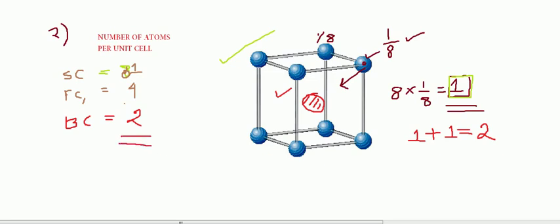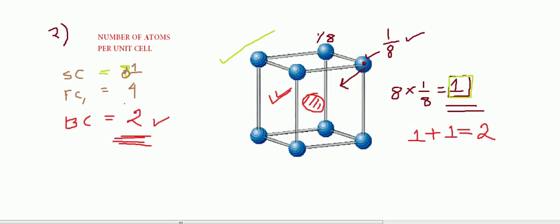Okay, so what are we actually doing? The number 2 is saying that although the body centered has a total of 8 plus 1, 9 atoms, it is equivalent to having 2 atoms because the other 8 atoms are not sharing their entire body with this cube. They are only sharing 1/8 of the atom. So this is the meaning of number of atoms per unit cell.